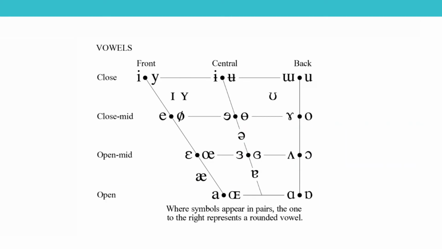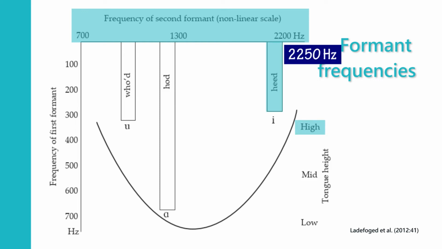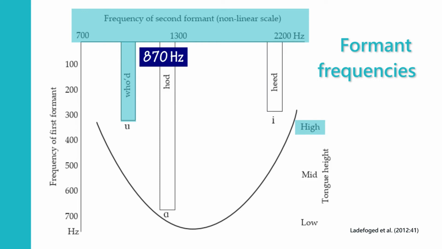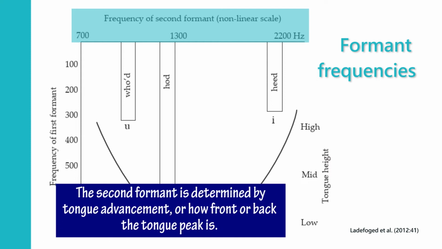So now I'm going to show you a different picture. What I do is turn it upside down and put the 2nd formant at the top and the 1st formant on the left again, but the frequency is increasing as you go below. The 2nd formant is higher for E and lower for U because the 2nd formant is determined by tongue advancement.